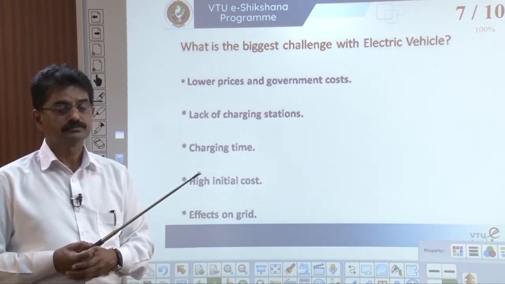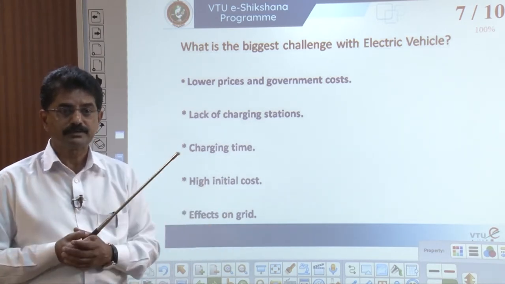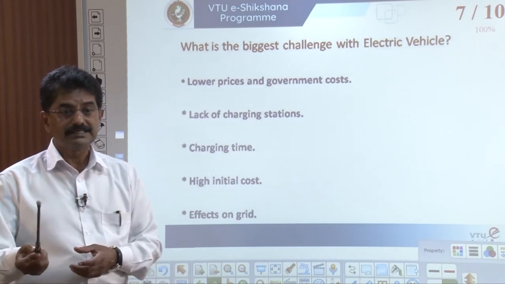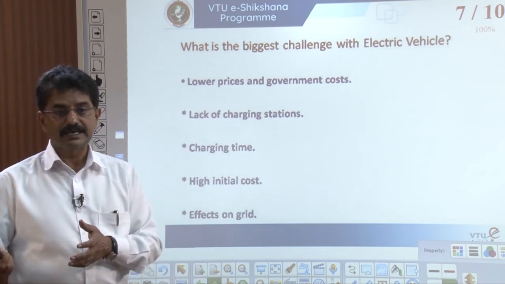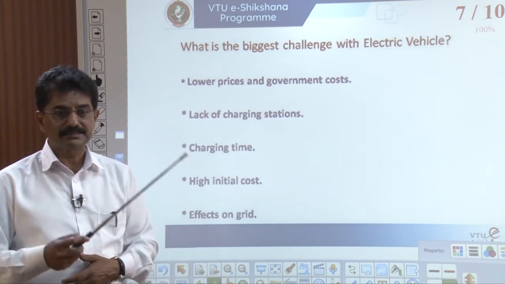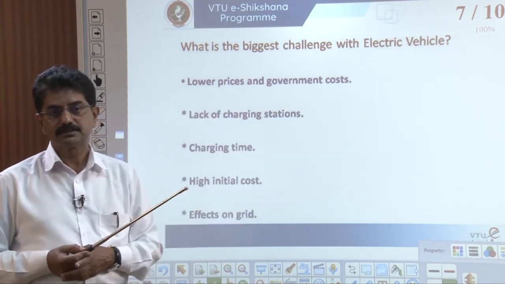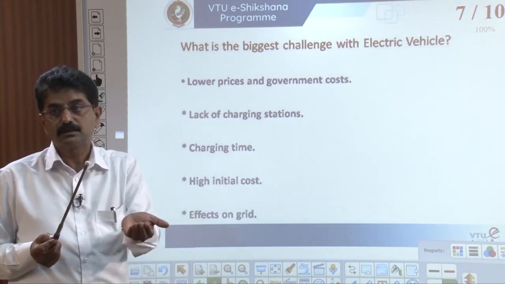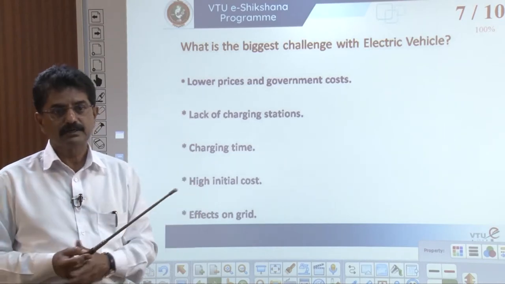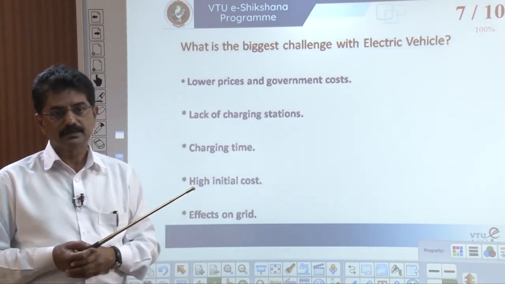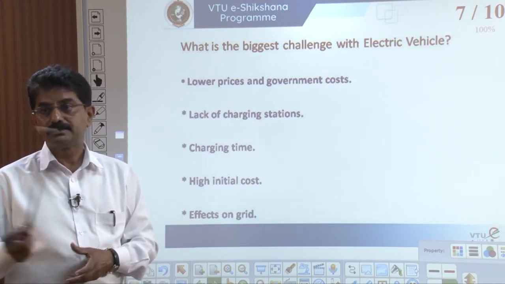Charging time: to charge a battery, at least we have to spend 1 hour, 1.5 hours, 2 hours. High initial cost, the cost of the battery. In case you go for lithium ion, the cost of the battery, let us say, is 20,000. Whereas a lead acid battery, we can get for 4,000 rupees. That means the total cost, a heavy cost to set up an electric vehicle, to design an electric vehicle, or to buy an electric vehicle, a heavy amount. That is the high initial cost. Effects on grid.